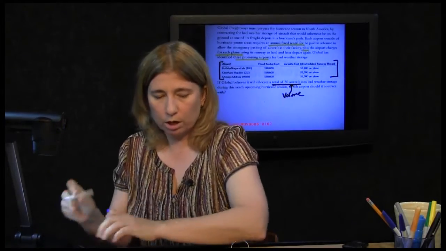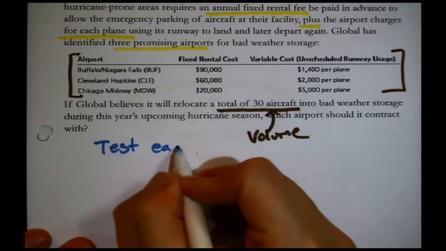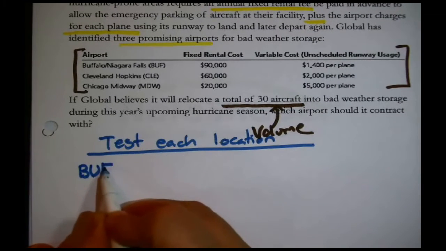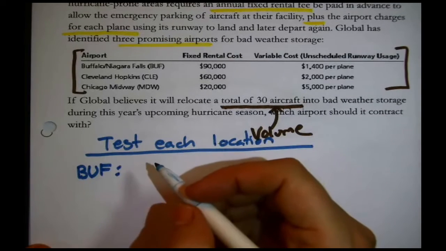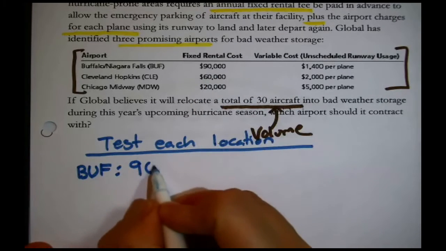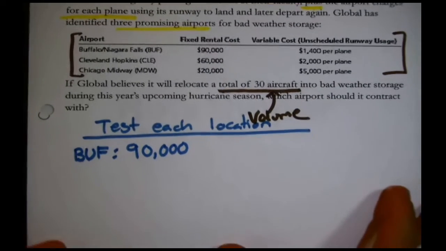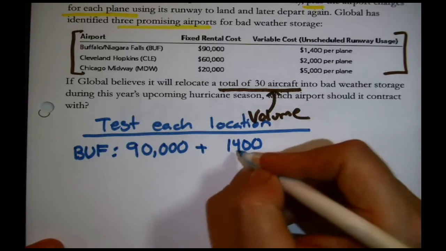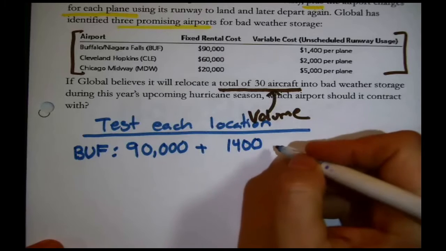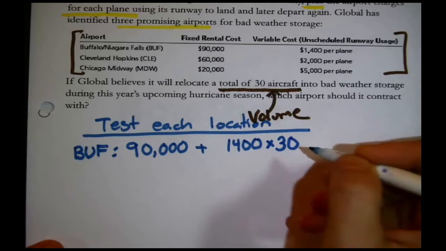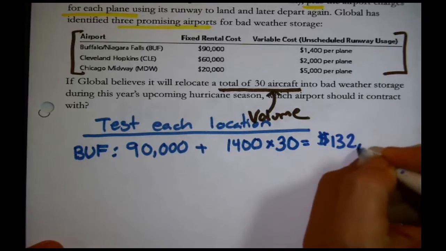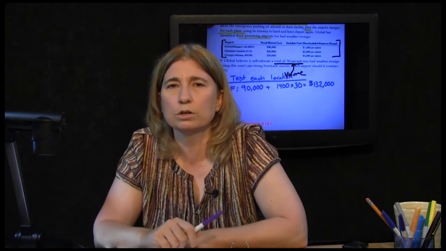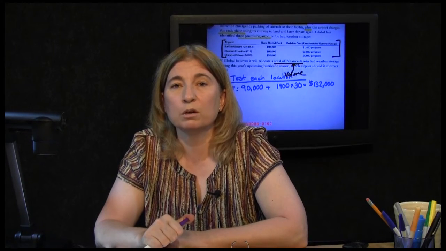Okay, well that's going to require some scratch work because we want to test each location. There are 3 of them. If we decided to set up the bad weather storage at the Buffalo Niagara Falls International Airport, let me think, we would pay a total of $90,000 in fixed costs, right? Plus, we would pay $1,400 for each unscheduled use of the runway for arrival and then takeoff again. And we happen to know that we believe that will happen 30 times. So we're just tallying up the relevant cost to reveal that if we were to locate bad weather storage at the Buffalo Airport, the annual cost would be about $132,000.